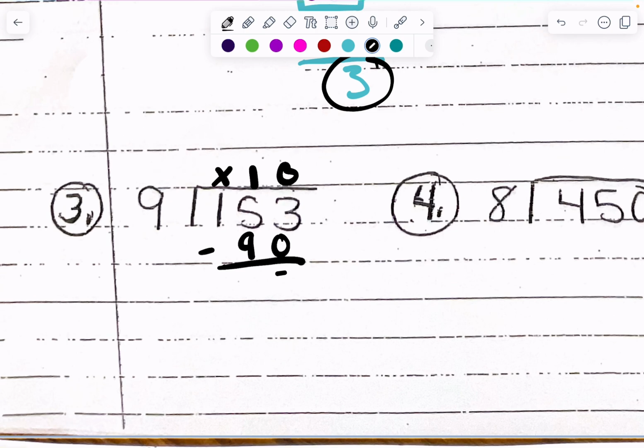3 minus 0 is 3. 15 minus 9, if you don't know that one, that's where you can count up, start at 10, and then count up from there. So I know that would be 6. So my next number is 63.